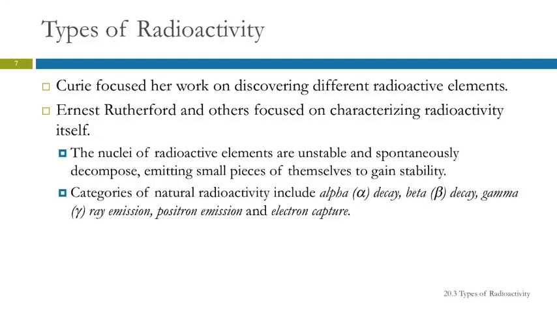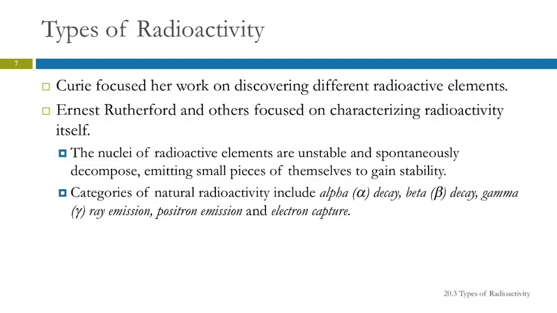So, types of radioactivity. Curie was focused on finding different radioactive elements. Ernest Rutherford, whom we've heard about in terms of other experiments, and others were focusing on what is radioactivity, what are the characteristics. So they found that the nuclei of radioactive elements are unstable, and they spontaneously decompose. They're essentially falling apart. And they do this by emitting small pieces of themselves in order to become more stable.